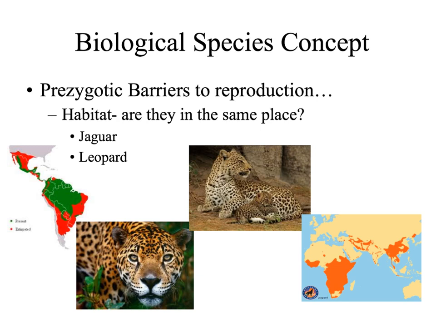The first prezygotic barrier we're going to look at is habitat isolation. So, are these organisms found in the same place? An interesting example are jaguars and leopards. These big cats both look fairly similar. They're spotted, they live in jungles, and have a very similar behavior. However, these animals are not found on the same continent, let alone in the same area. This means that natural populations of jaguars and leopards will never meet, and therefore these animals are two separate species because they will never reproduce together.